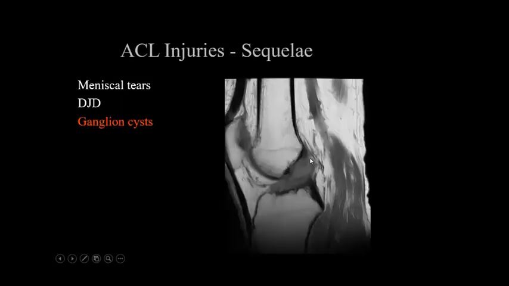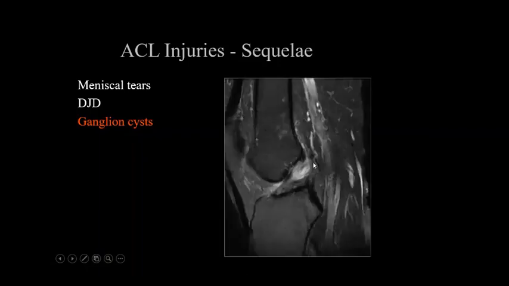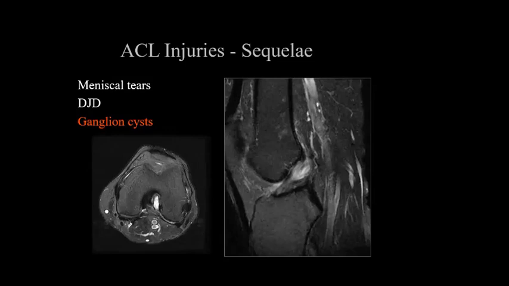Here we see an example of a patient who developed a ganglion cyst of the ACL itself, which is actually a mucoid degeneration of the ACL, indicating prior ACL sprain injury. And also we see it here on the axial fluid-sensitive fat-saturated sequence.